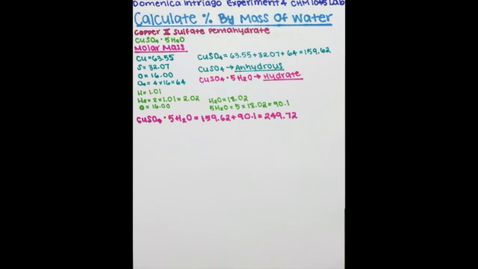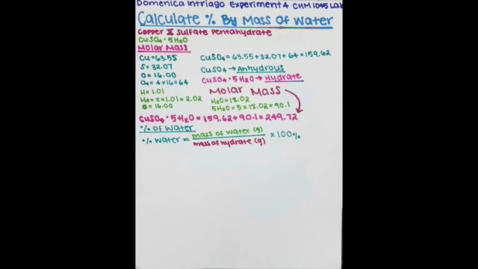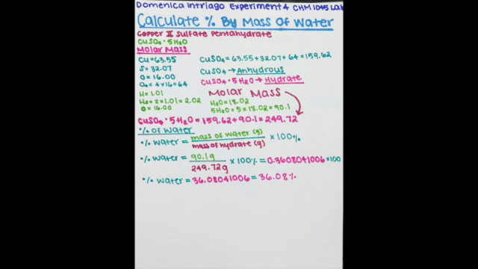After getting all of our values up here, we're going to now calculate the percent of water, and the percent of water is going to equal the mass of the water in grams divided by the mass of the hydrate in grams, and then times 100% to get our percentage. So the percentage of water in copper 2 sulfate pentahydrate is going to be 90.1 grams divided by 249.72 grams times 100%.